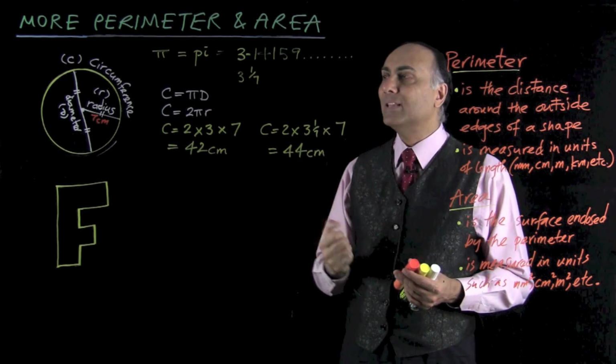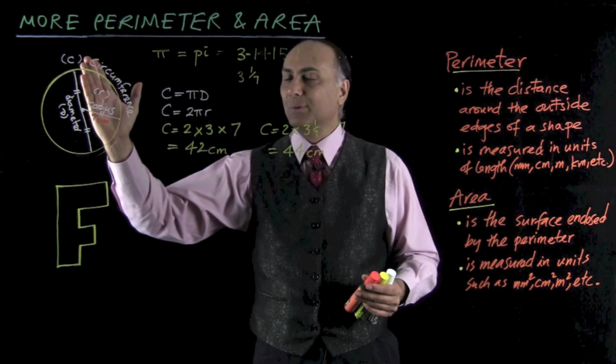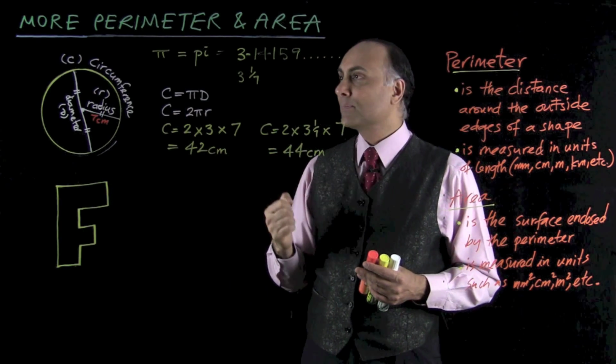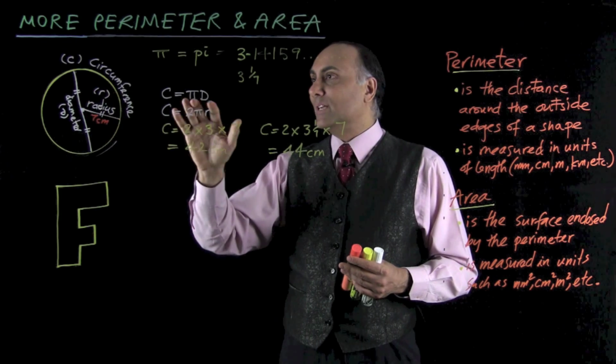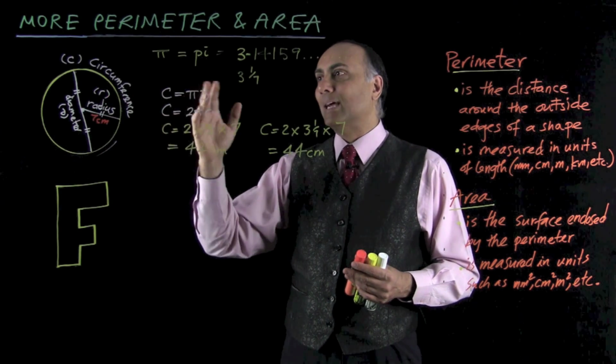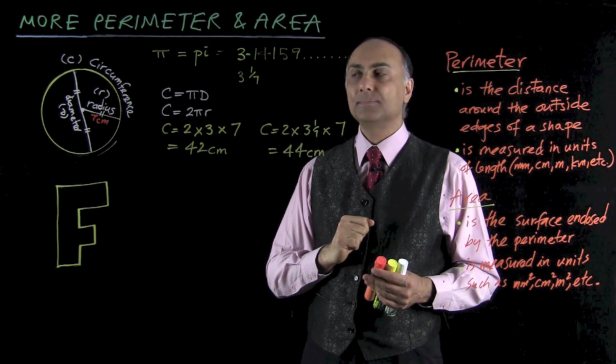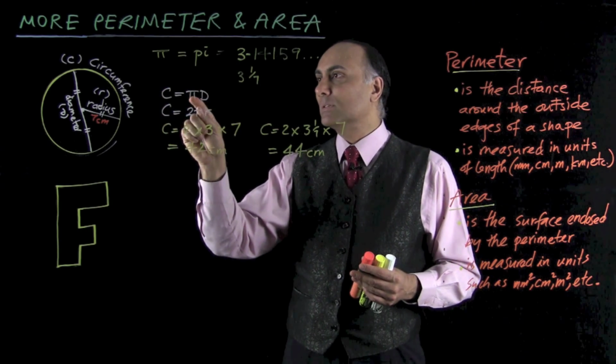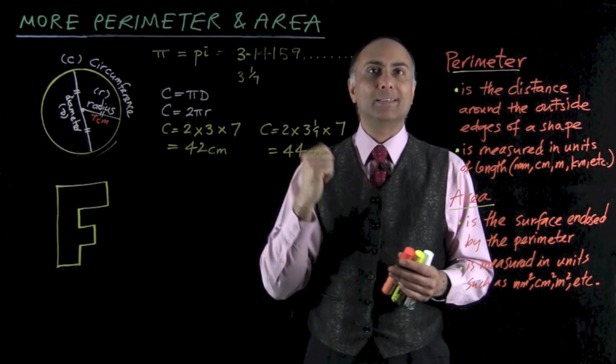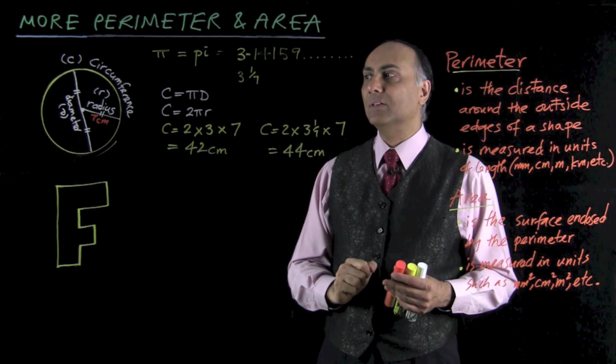Now, if we had been given the diameter, clearly the diameter would have been 14 centimeters. And then we could have just said, oh, circumference is pi times diameter. So 3 times 14, 42. It doesn't make any difference because D and 2R are exactly the same for any given circle.